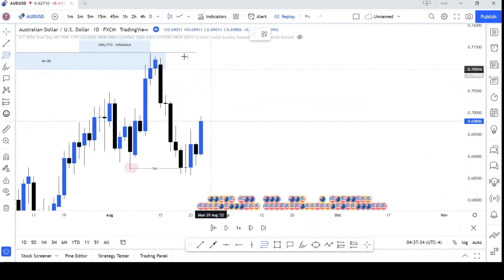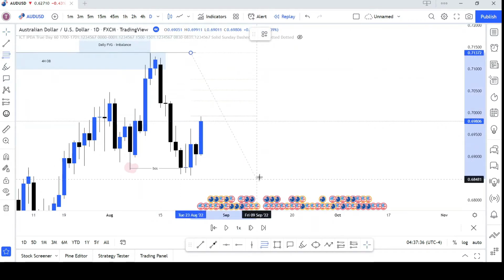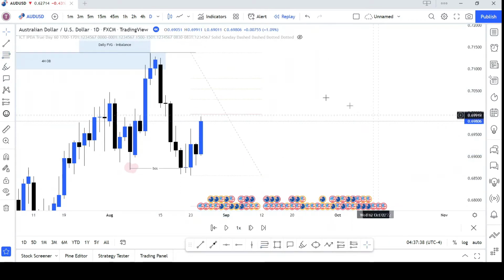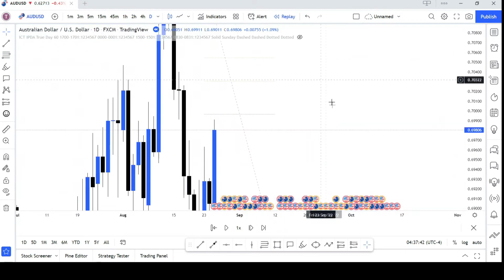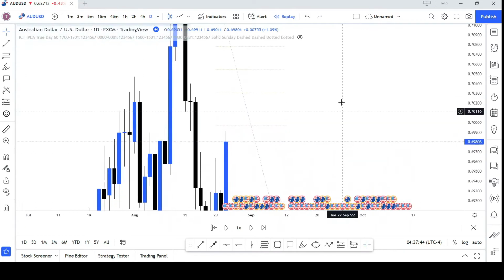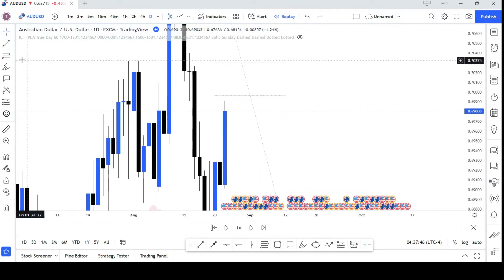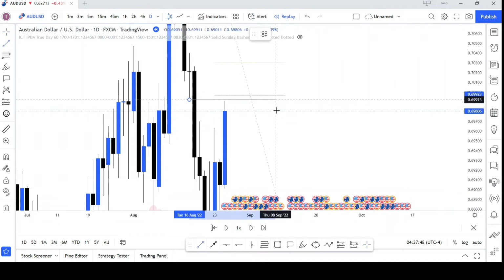Now this one is a break of structure. Since you see it already retraced to the 50% of the bullish retracement after a break of structure on the daily, you can see there's always a retracement. Same thing with the 1H, 1 minute, and overall. It's a conceptual rule of the algorithm.